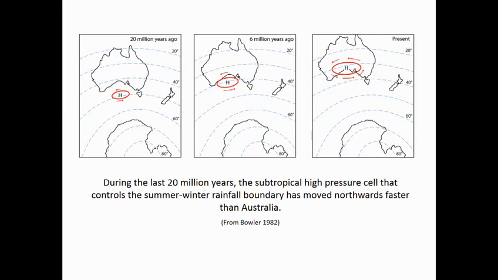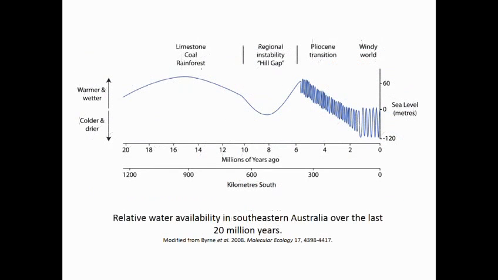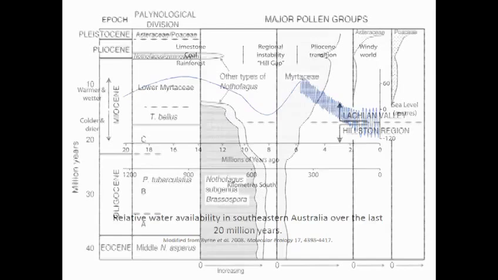So on the left there, 20 million years ago, the summer-winter rainfall boundary was south of Australia. So all of Australia had summer rainfall. As we moved through time, southern Australia developed winter-dominated rainfall, and that's critical for plants because they are much happier living in summer-dominated rainfall than winter-dominated rainfall when you've got very, very hot, dry summers. And then we see the glacial cycles developing, as you can see towards the end here, massive instability in the climate, but overall a drying trend.